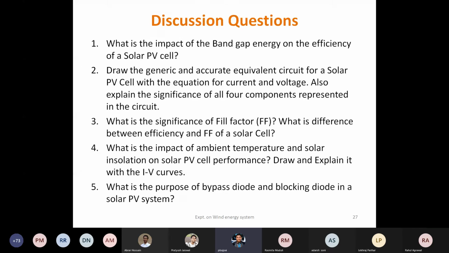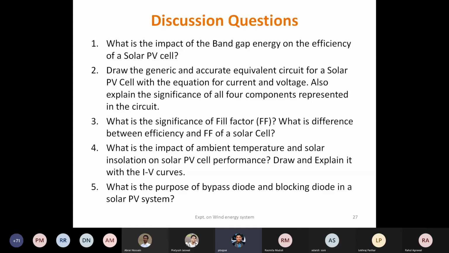So please again go to the chapters. You can see the impact of ambient temperature: how it impacts the IV characteristic. Similarly, see the solar cell IV characteristic with respect to change in solar insolation. Then there are 2 different types of diodes used: one is called a bypass diode and the other a blocking diode.